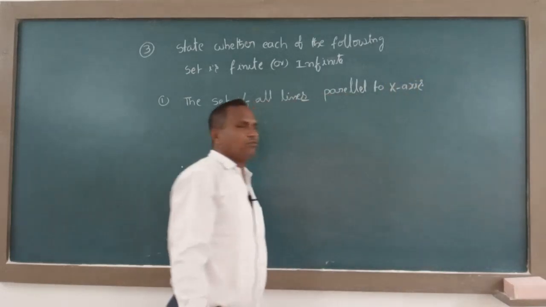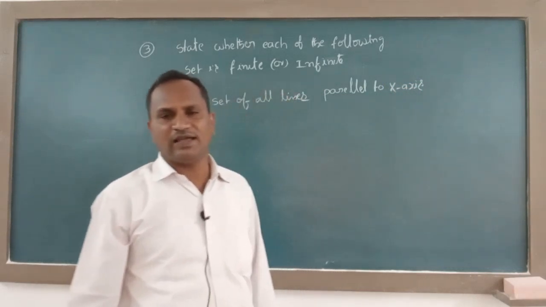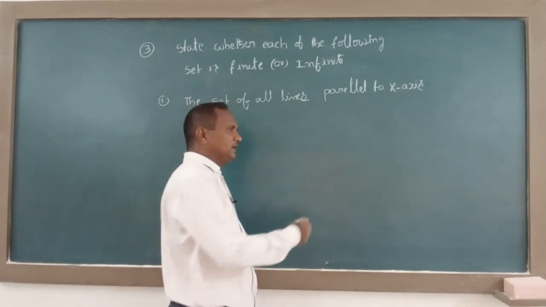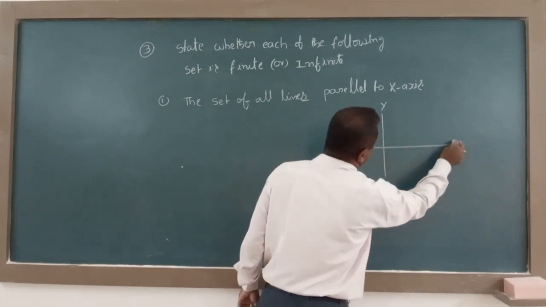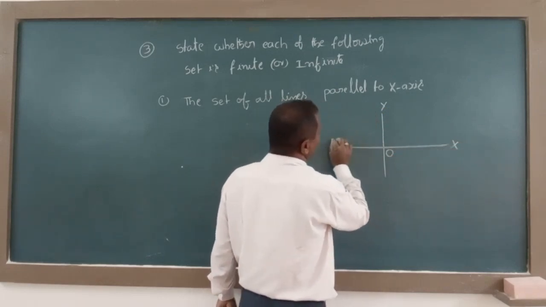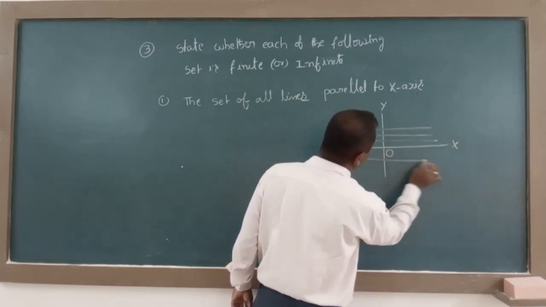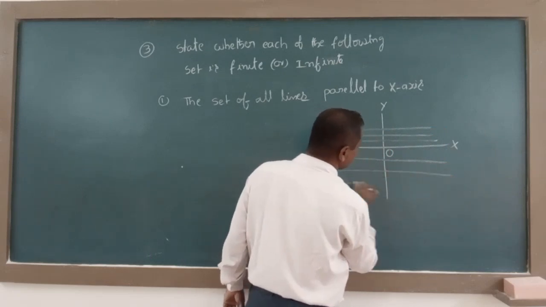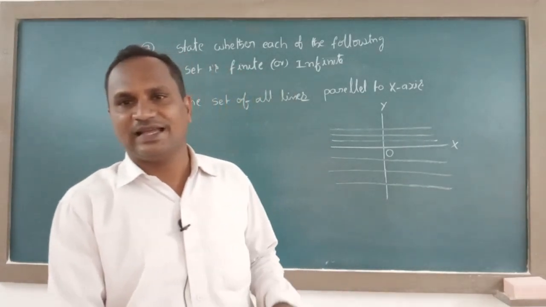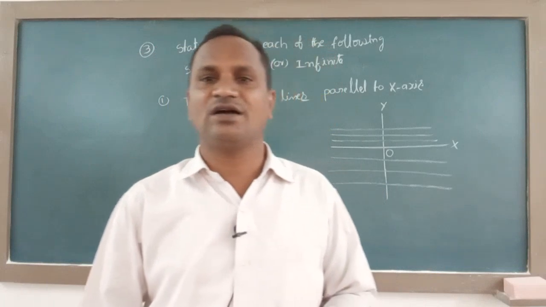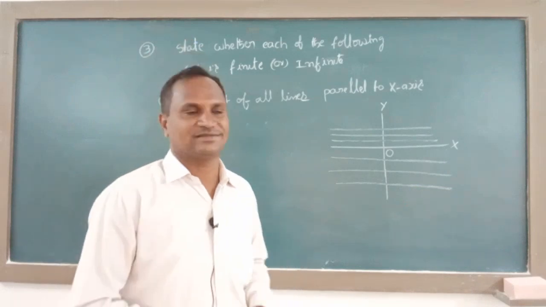See, how many lines can you draw parallel to x-axis? Are you giving any finite number of lines? Can you count them? Diagrammatically I am showing here the y-axis and the x-axis, origin, and parallel lines like this. How many lines can you draw like this? Infinite number of lines. Like that we can draw infinite number of lines which are parallel to x-axis. That's why the given set is the infinite set.